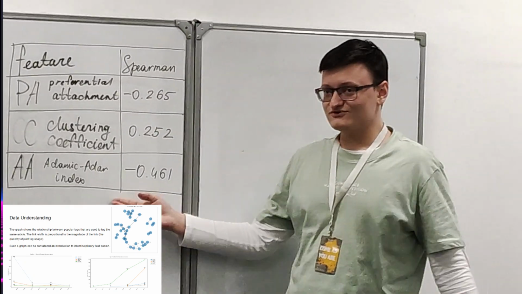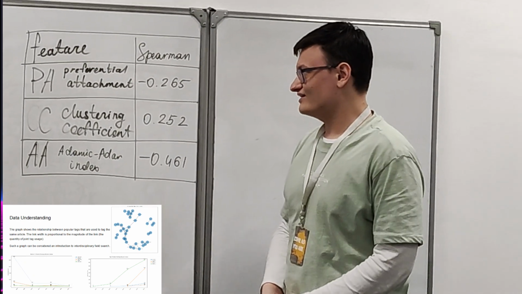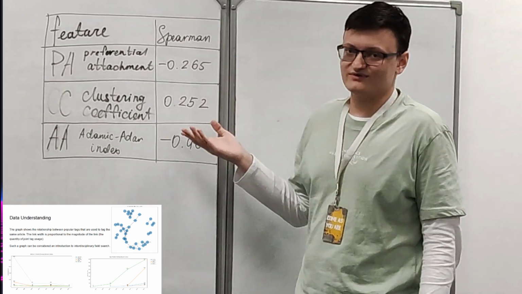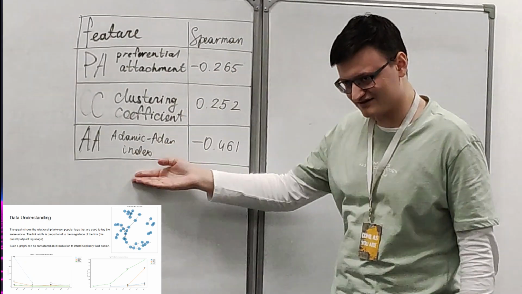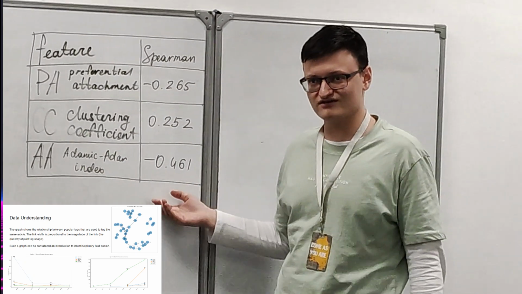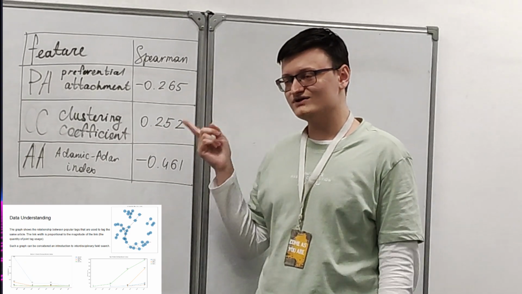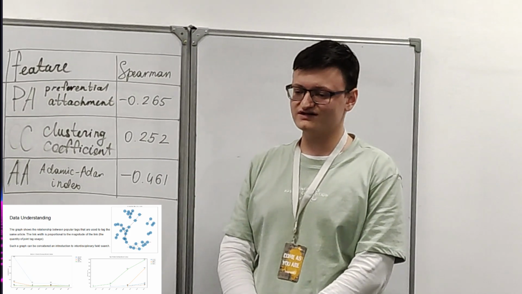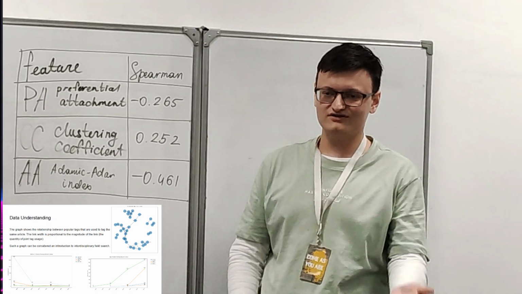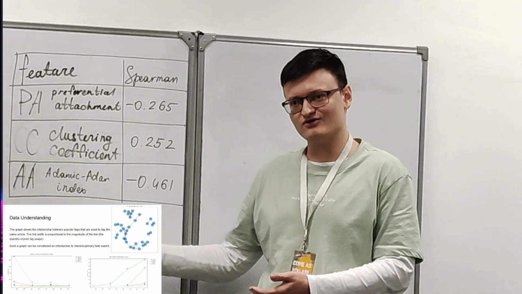So, indeed they allow to do so, because there is a positive or negative, anyways, high magnitude Spearman correlation between the classical features and the topic growth in the future, which suggests that we indeed would be able to build a model which allows us to find out in the future if the interdisciplinary topic is going to be popular or not.